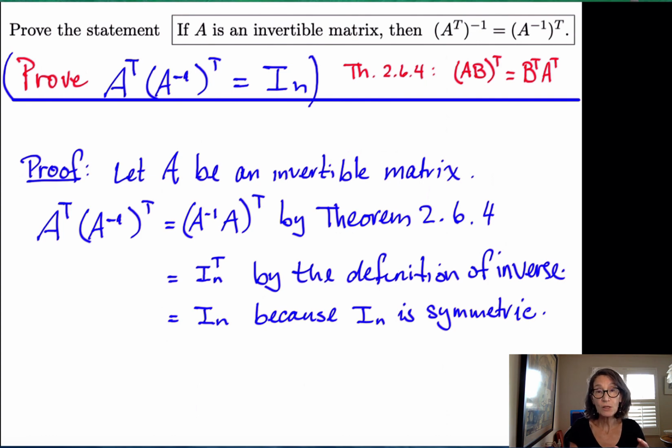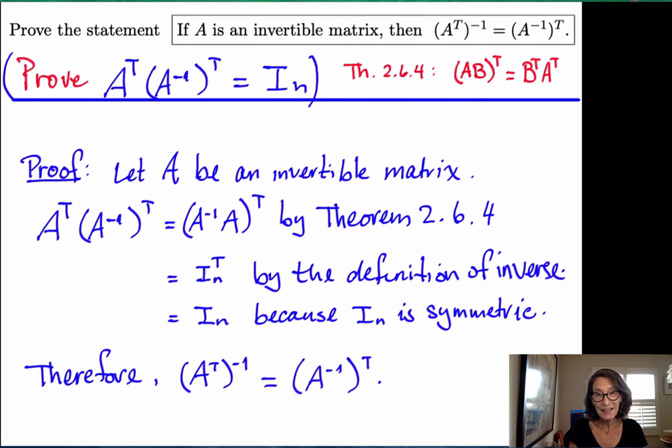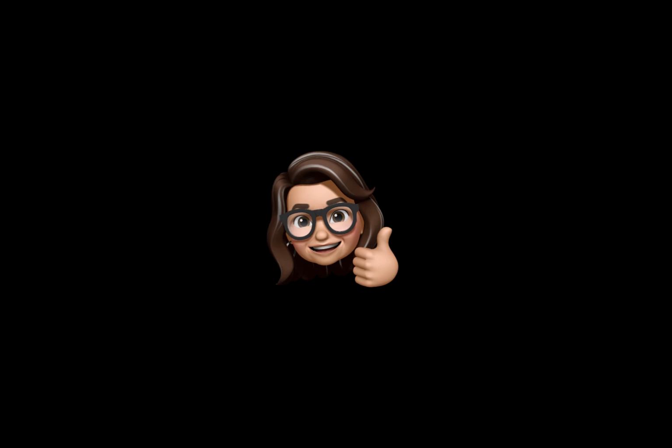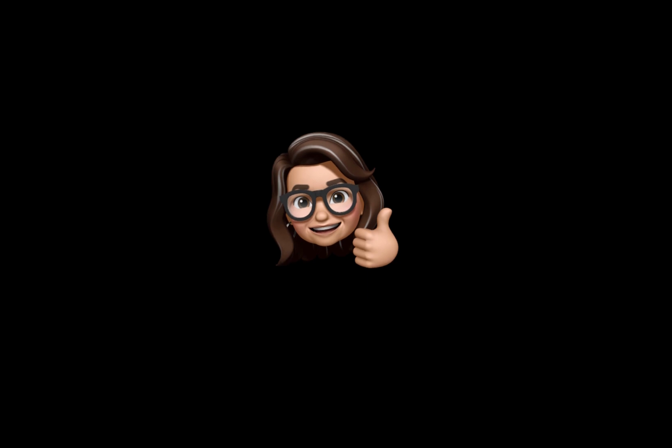Well, that means those two matrices are inverses of each other. In particular, the inverse of A transpose is A inverse transpose, what we were trying to prove. So that's the end of that proof.